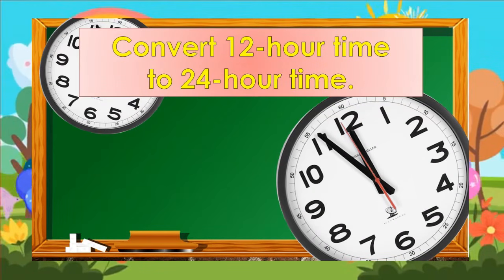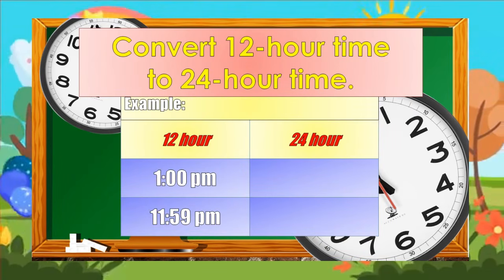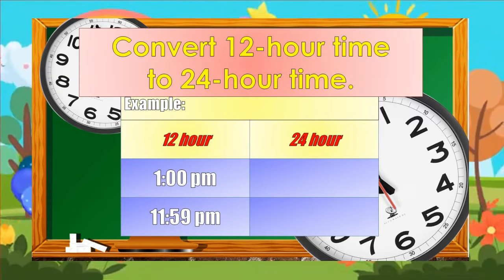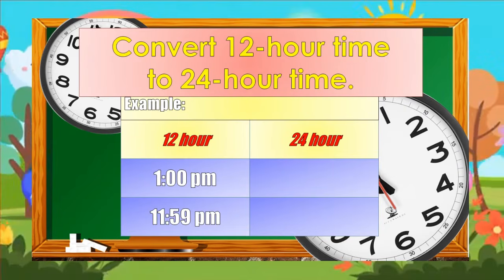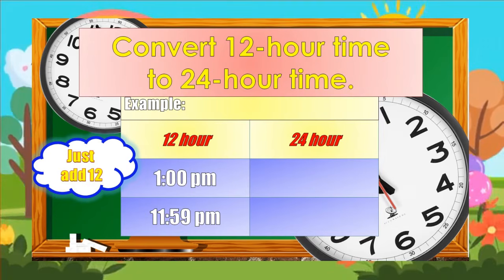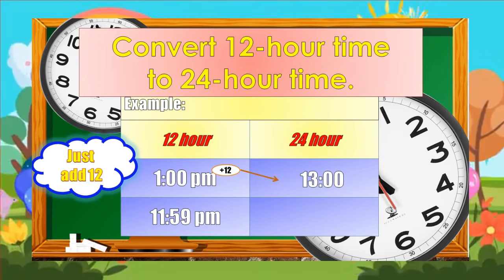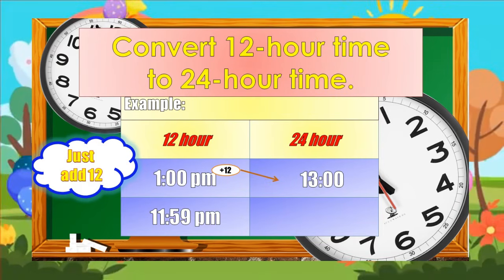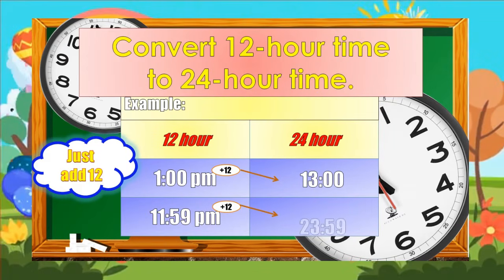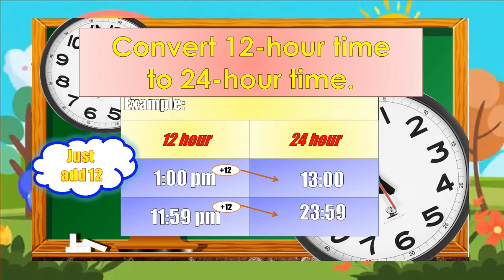Convert 12-hour time to 24-hour time. I give here an example of a 12-hour time, 1 PM and 11:59 PM. If you want to convert 12-hour time to 24-hour time, just add 12. So in our example, 1 plus 12 is equal to 13, and we say it as 1300 hours. Another one, we have 11:59 plus 12 is equal to 23:59, and we say it as 2359 hours.